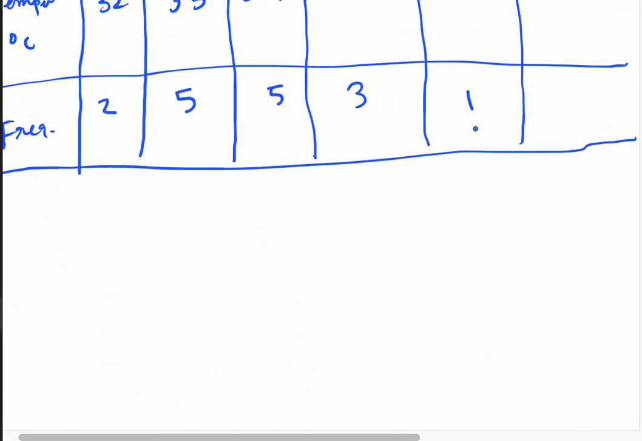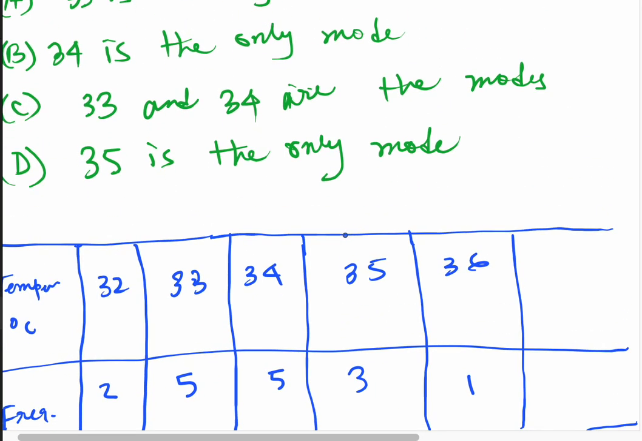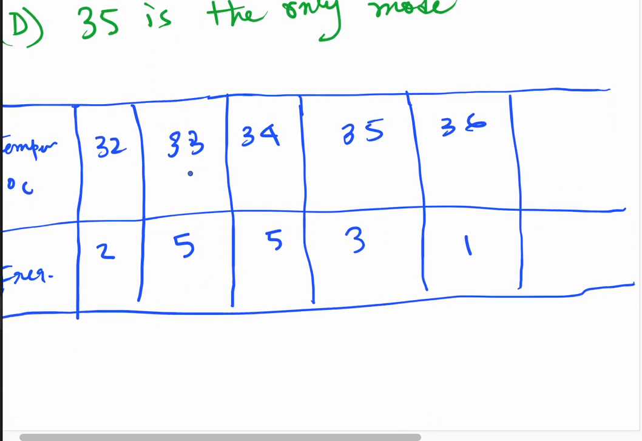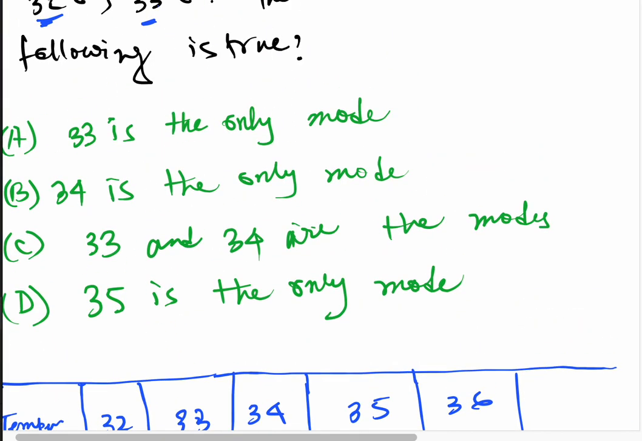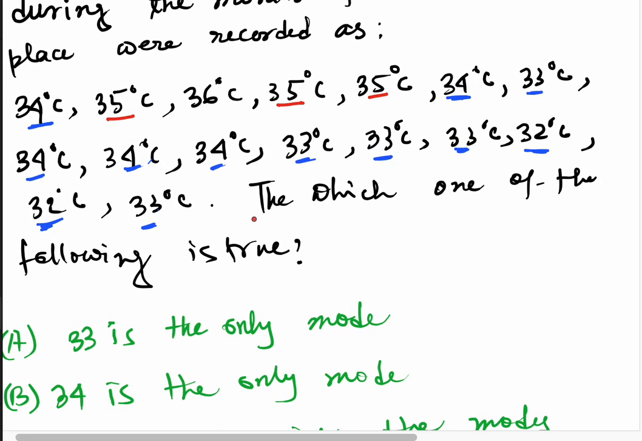And what does mode mean? The value at which the frequency is maximum. So you'll get that there are two modes actually, 33 and 34, where the frequency is maximum, that is 5. So here option C is correct. That means 33 and 34 are the modes of this data. So that's all.